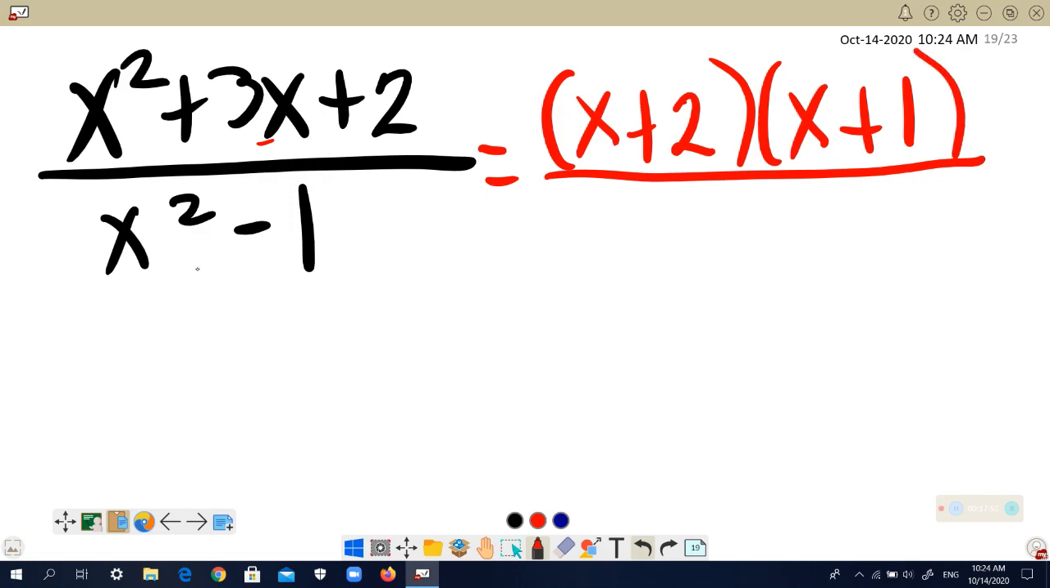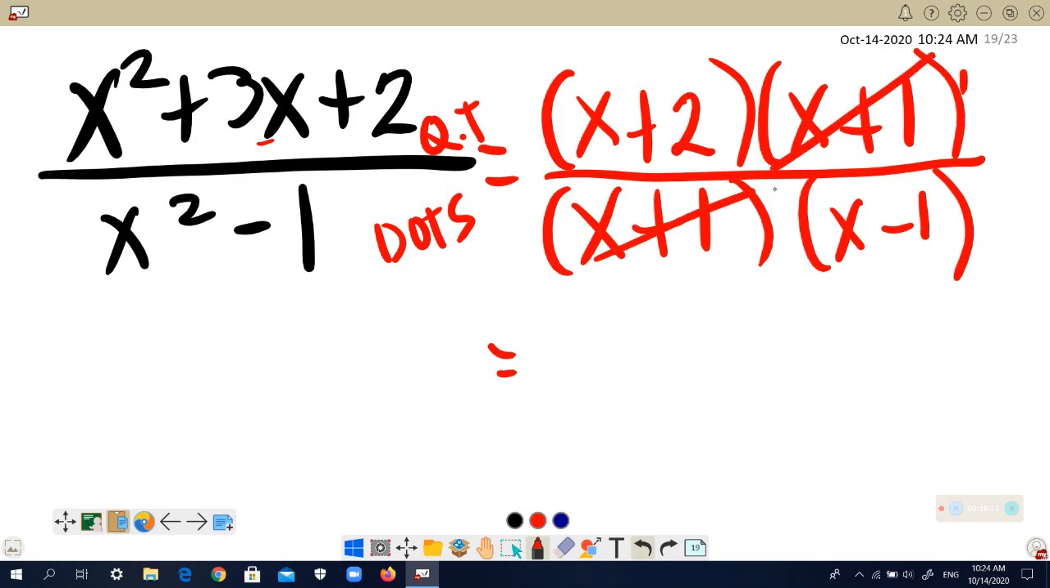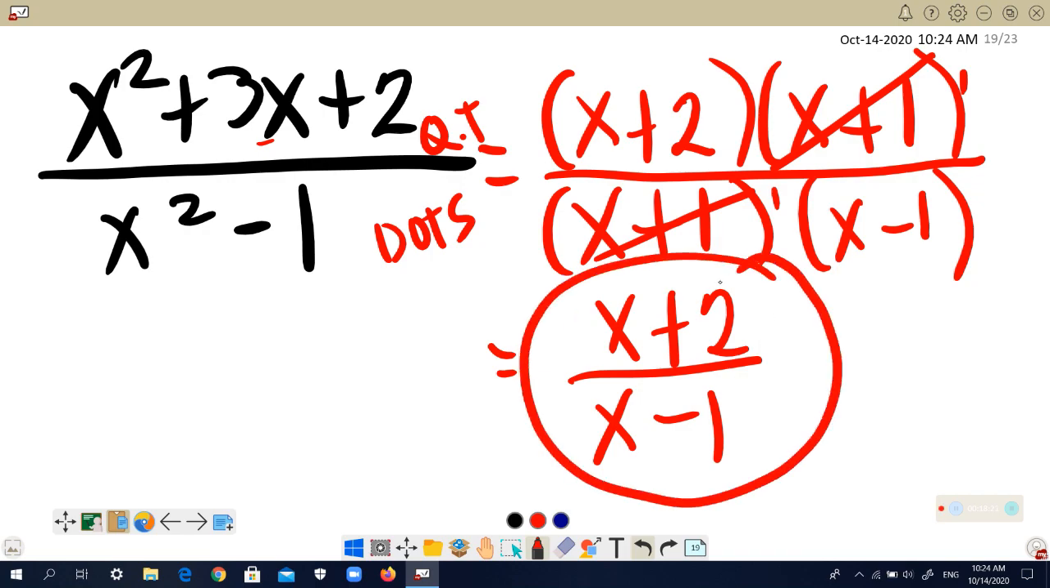Since it is under our lesson on quadratic trinomials, and our denominator is under our topic difference of two squares, we have here x plus 1 times x minus 1. Then again, find the common factors and divide them out. So, x plus 1 divided by x plus 1 will become 1. On the numerator, we are left with x plus 2 over x minus 1. So, this will be our simplest form.